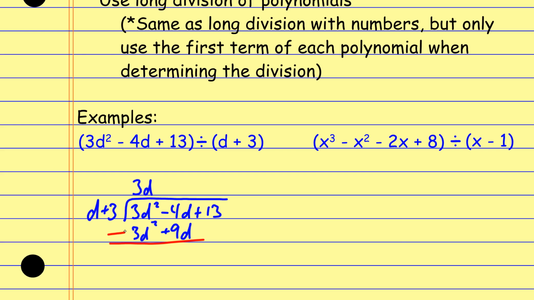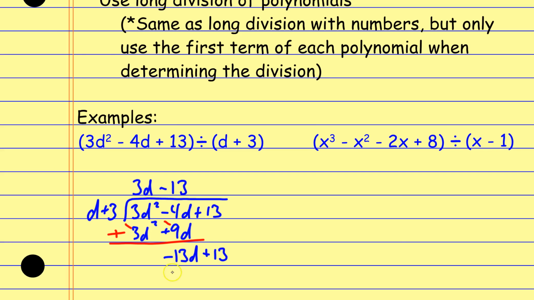All right, and there's a lot of places to make sign errors here. My recommendation, let's change this to adding the opposite. Adding the opposite. And now let's add straight down. We can see that I get a 0 for the 3d squareds being added together. And here I get a negative 13d. All right, now just like long division, I bring down my next term, which is the plus 13, and I start the process over. D goes into negative 13d how many times? Let me rephrase that question. D times what will equal a negative 13d? And the answer is a negative 13.